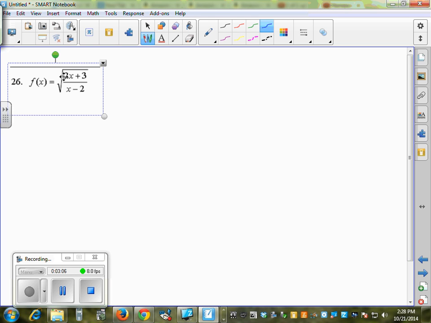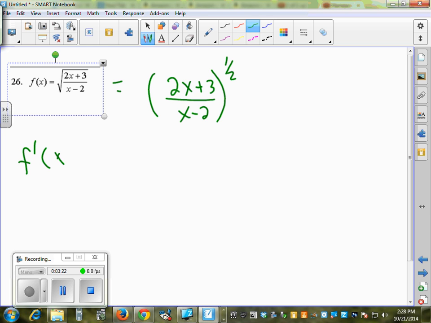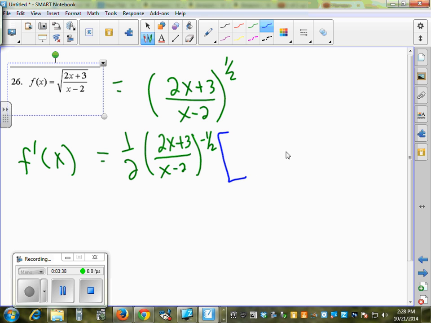Next problem. Our shell is a square root or a half power. So let's do our derivative first of all of the shell. And then the derivative of the chocolate.